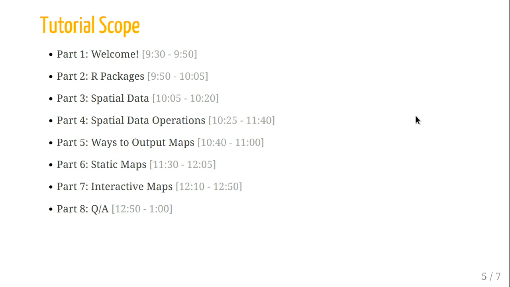The second part will be R packages, where I'll discuss all the R packages that are available for spatial data visualization. The third part then starts with the representation of spatial data in an R session. What are the data structures that you have for spatial data? Then you start with how do you operate on those data structures? What sort of operations can you do on that?